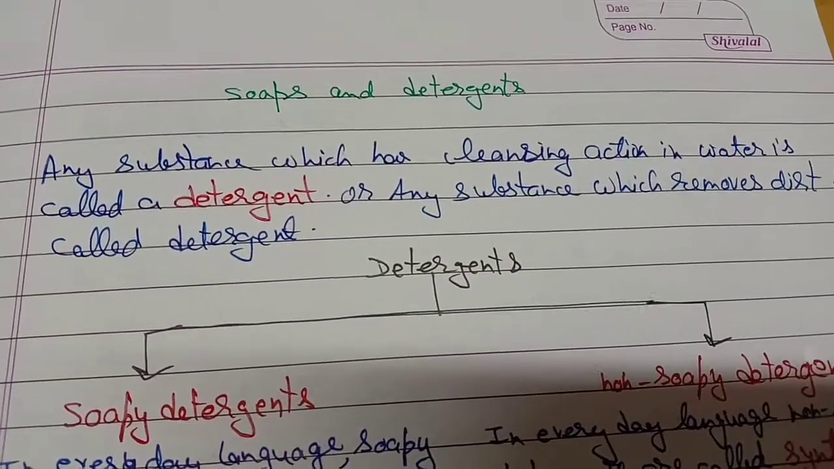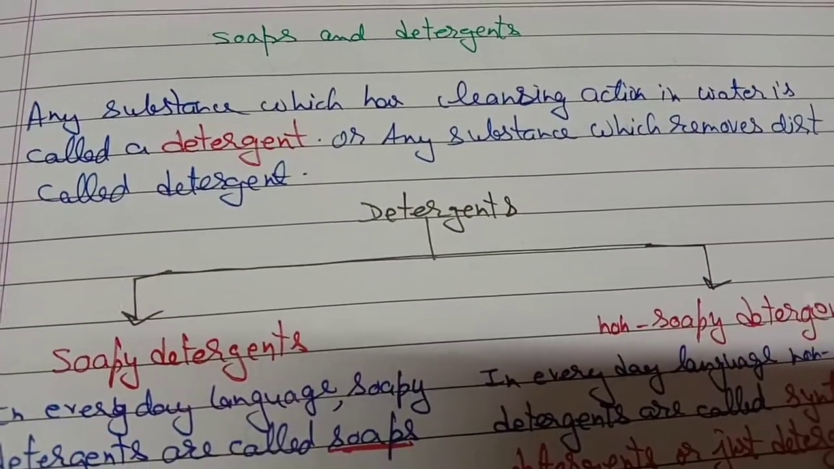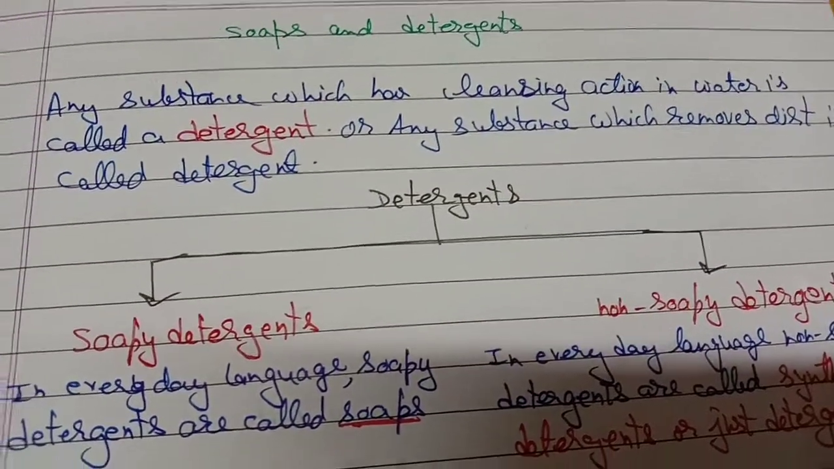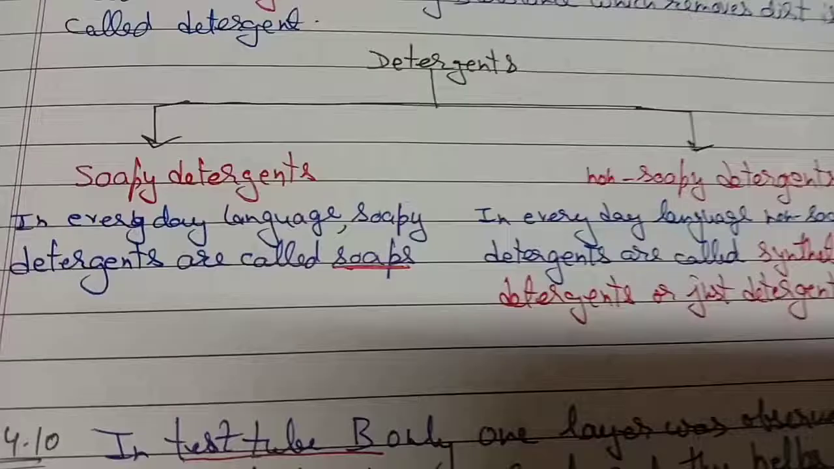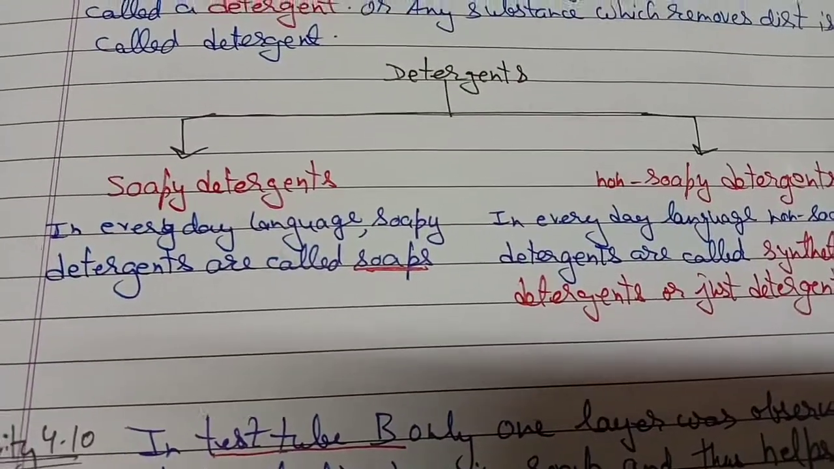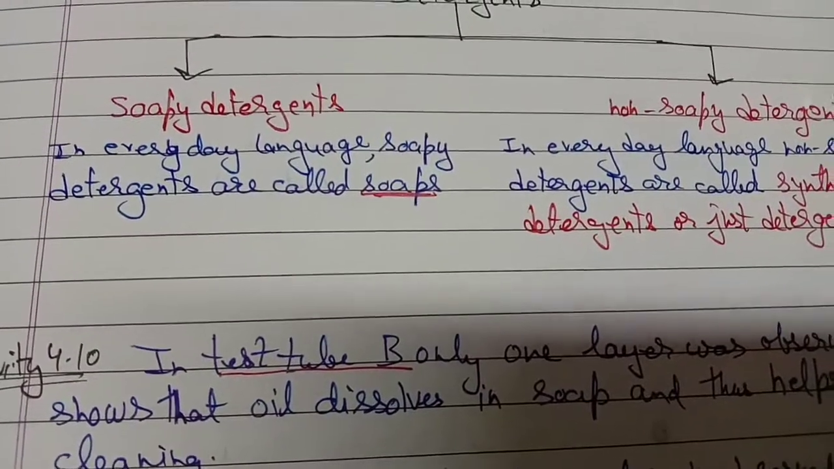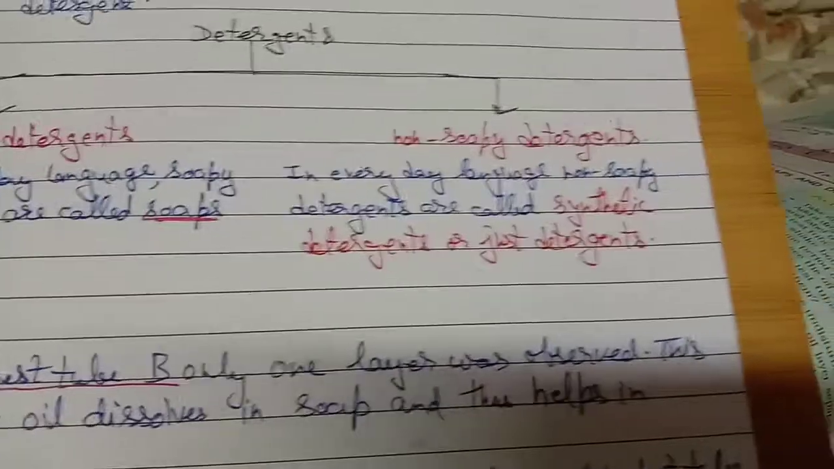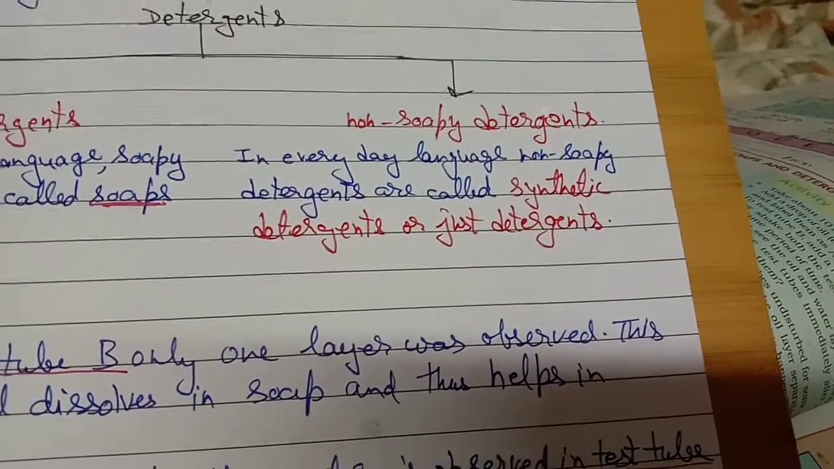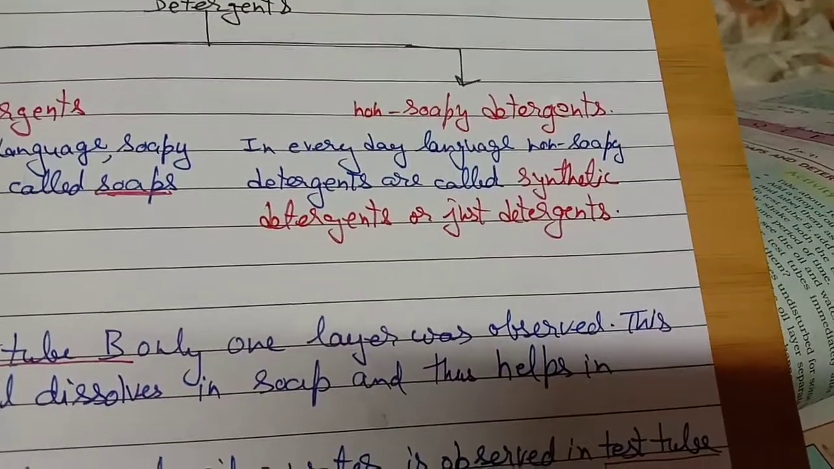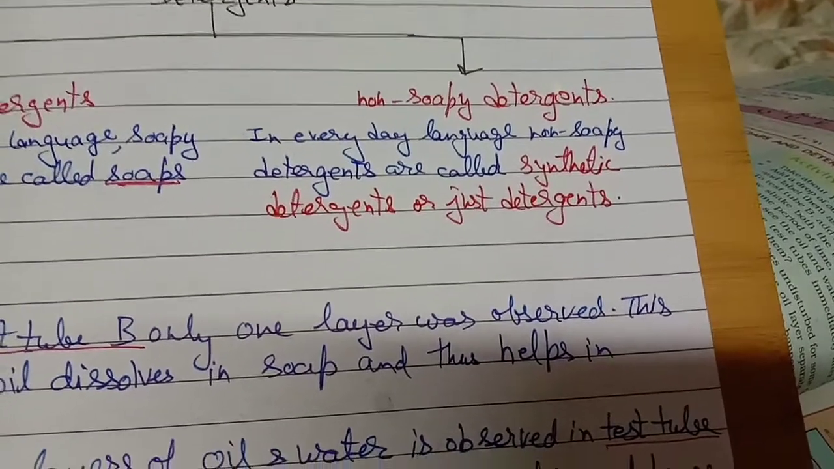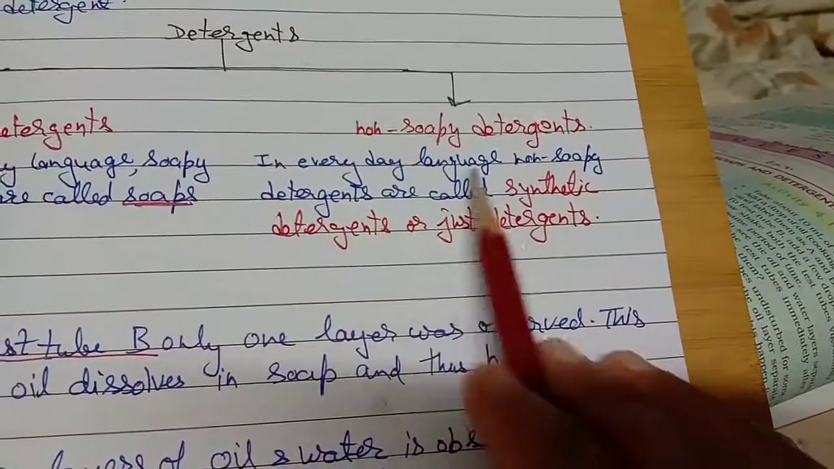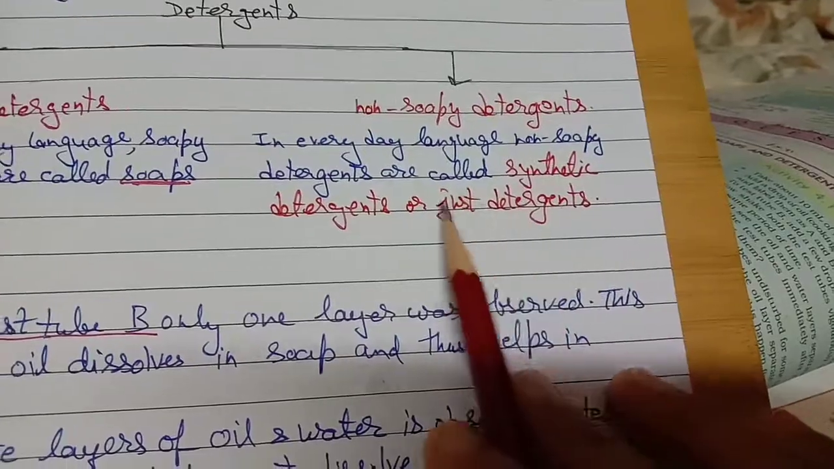Any substance which has cleansing action in water, or any substance which removes dirt, is called a detergent. Detergents are of two types, soapy detergents and non-soapy detergents. In everyday language, soapy detergents are called soaps. Non-soapy detergents are called synthetic detergents or just detergents. That's why non-soapy detergents are known as soapless soap detergents.